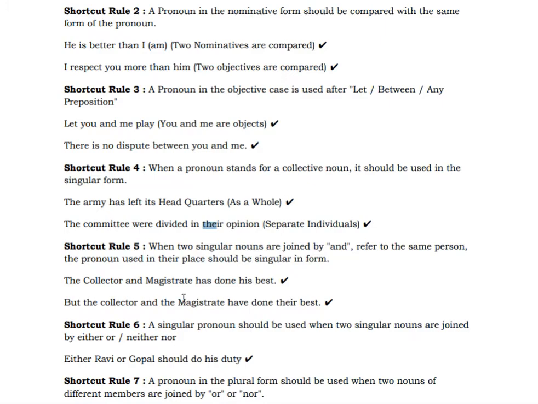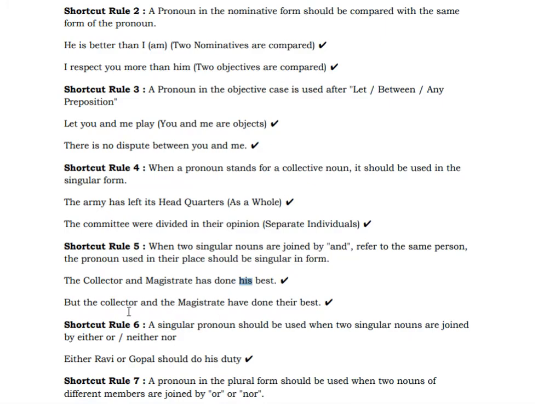Okay, and rule number 5. When two singular nouns are joined by and refer to the same person, the pronoun used in their place should be singular in form. One idea I'll give you, it depends upon the verb there. Now, the collector and magistrate, see both are the same. So it's referring to one person. So when it is referring to one person, a singular verb will come because it has a singular meaning there. So when a singular verb is there, the pronoun that we use will also be singular. So remember this.